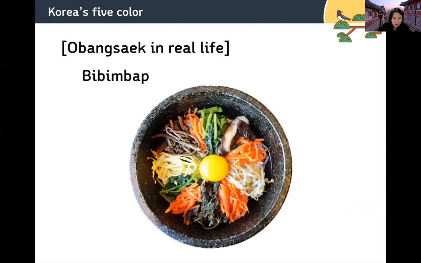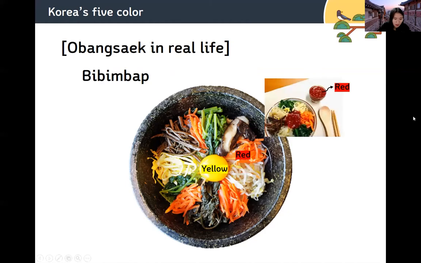And bibimbap is one of the representative examples of food that can see 오방색. Bibimbap is one of the most famous Korean foods where all ingredients are harmonized into a single dish by mixing yellow yolk with red carrot and red pepper paste, and white bean sprout, blue or green spinach.